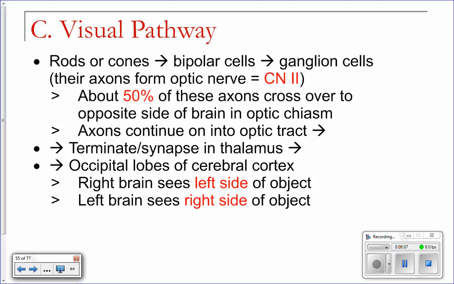Okay, so after the optic chiasm, those axons go to the thalamus, where they synapse, and then from there they go back into your occipital lobe. So the optic chiasm where they cross over, synapse in the thalamus, and then go back to your occipital lobe where it's interpreted.